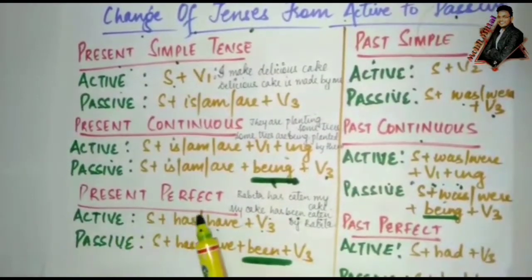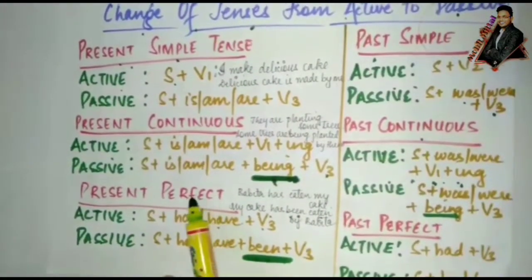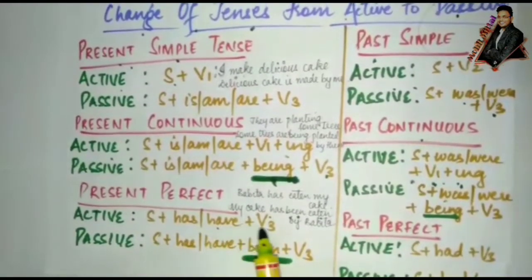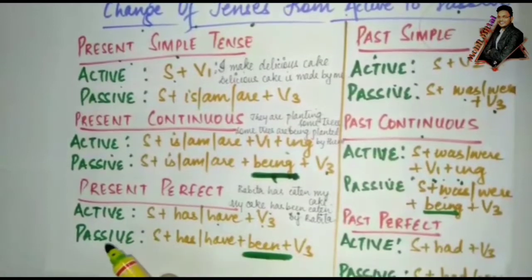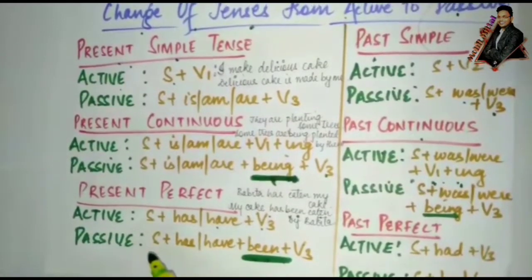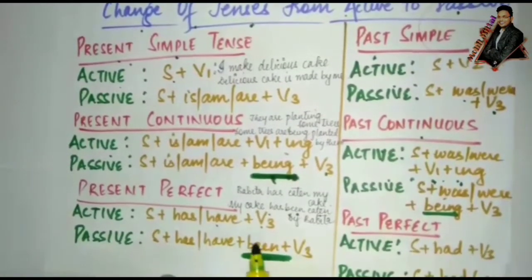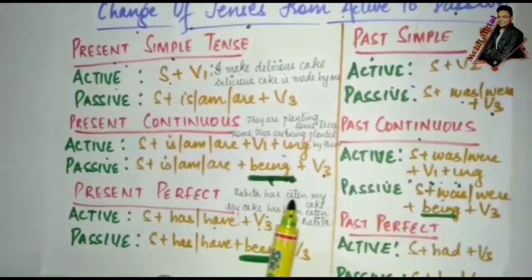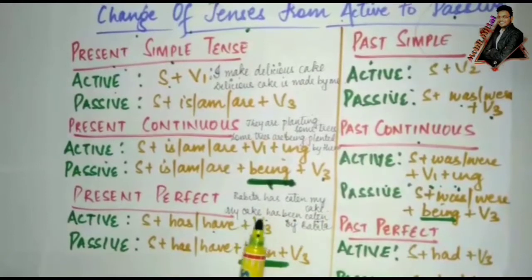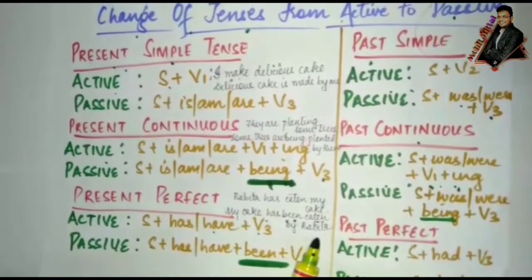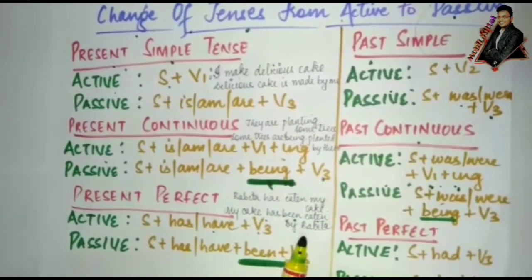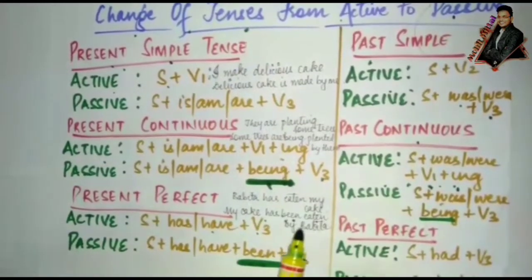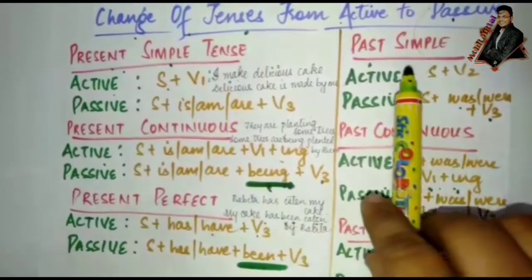Now, present perfect tense, has/have. Active voice: subject plus has/have plus third form of the verb. And when we change it into passive voice: subject plus has/have plus been plus third form of the verb. For example, Babita has eaten my cake. My cake has been eaten by Babita. So this was the conversion of all present tense. You may take a screenshot so that you have the things to remember thereafter.